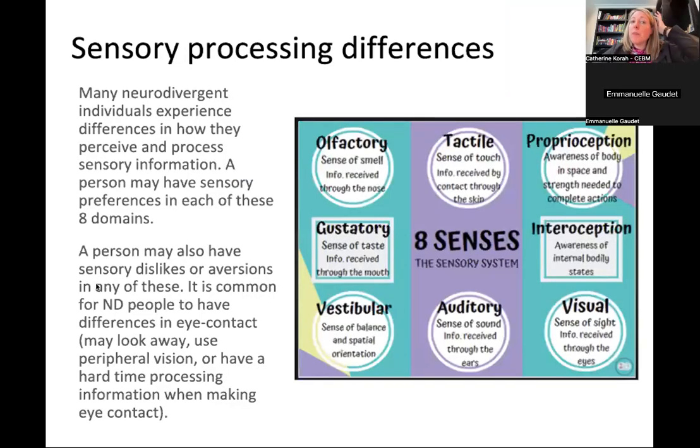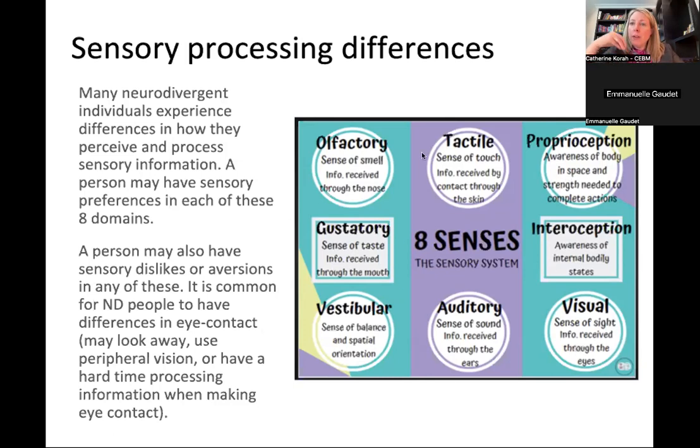In terms of sensory processing differences, we know now that there are several, more than just the 5, because we used to talk about 5 senses. Now we're talking about 8 different senses, including proprioception, which is the awareness of your body in space, interoception, which is the awareness of the internal portion of your body, and vestibular, which has to do with your spatial orientation of your body in space. These are 3 that have been added to the other 5.